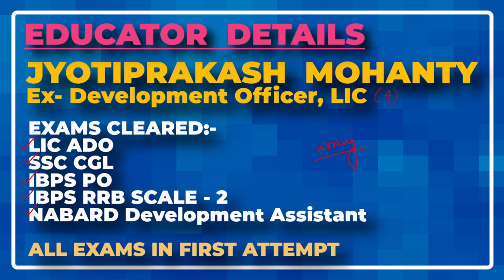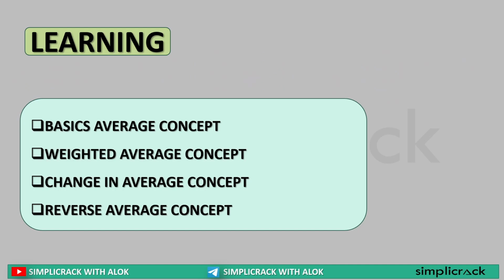So let's see what you will be learning in this lecture. We'll start with the basics, then the weighted average concept, the change in average concept, and reverse average concepts will be discussed. In tier 1 there are 1 to 2 questions on average. See how rhyming that is. So it is all about 2 to 4 marks. It may be possible that average is mixed with another chapter, so 2 to 4 marks is part of that. And in tier 2 one question comes from this chapter, so it is 3 marks.